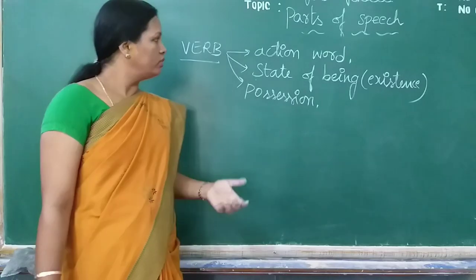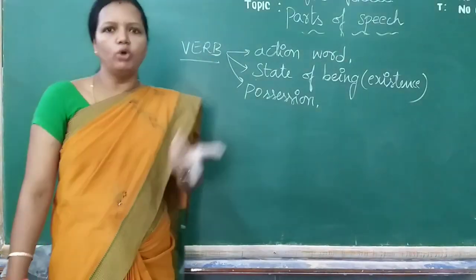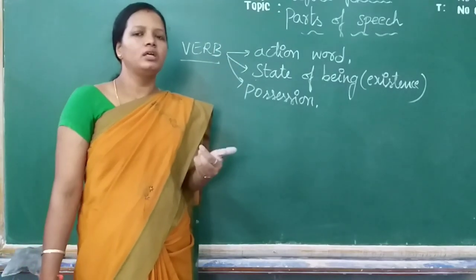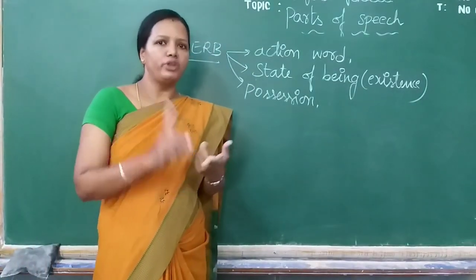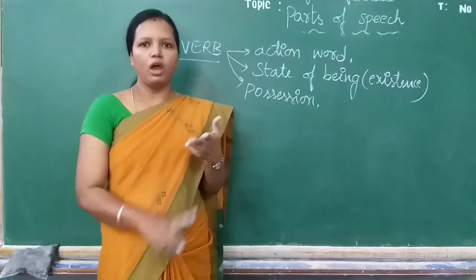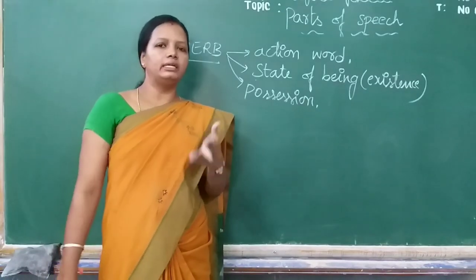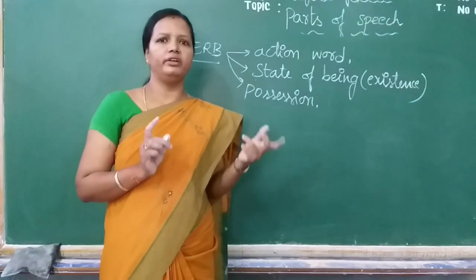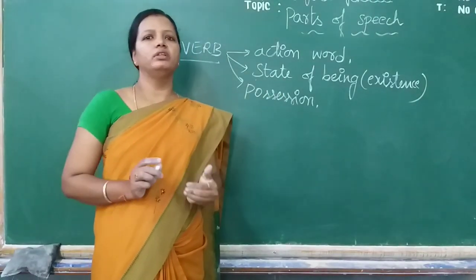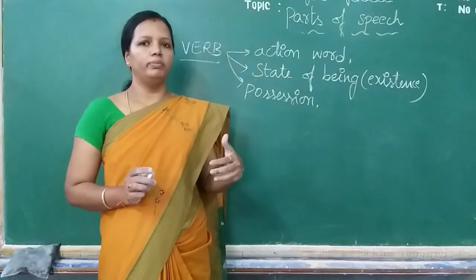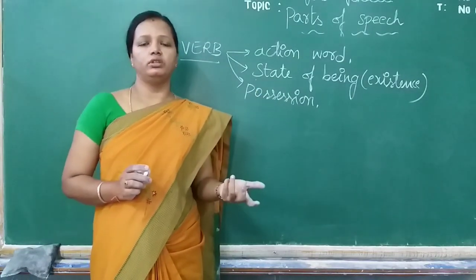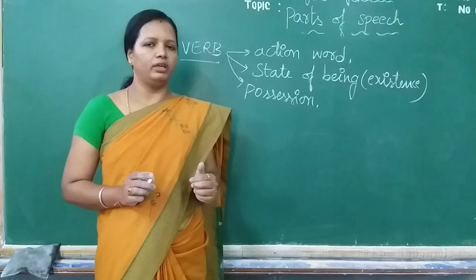Okay children, today's homework for you is: take around 10 sentences and identify which is the noun, which is the pronoun, which is the article, and also the verb. Any type of sentences you can take, and try identifying the noun, pronoun, and verb, which is an action word, which is acting as a state of being or a possession. You have to identify that. Okay children.